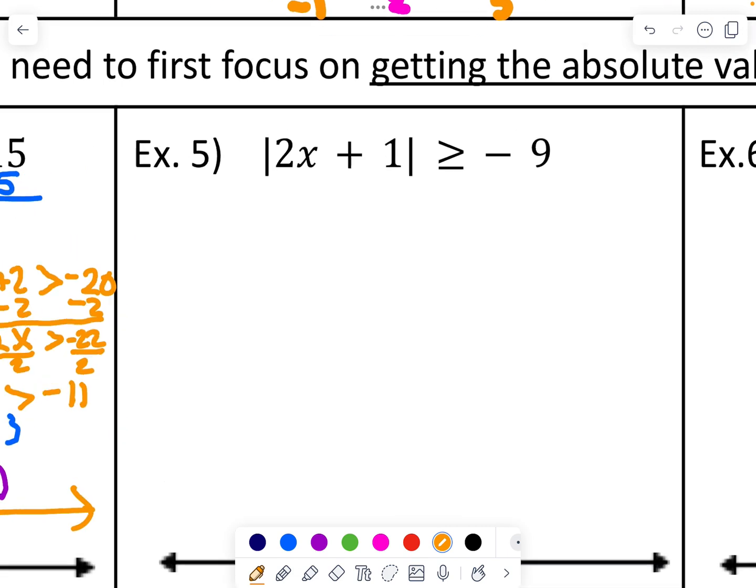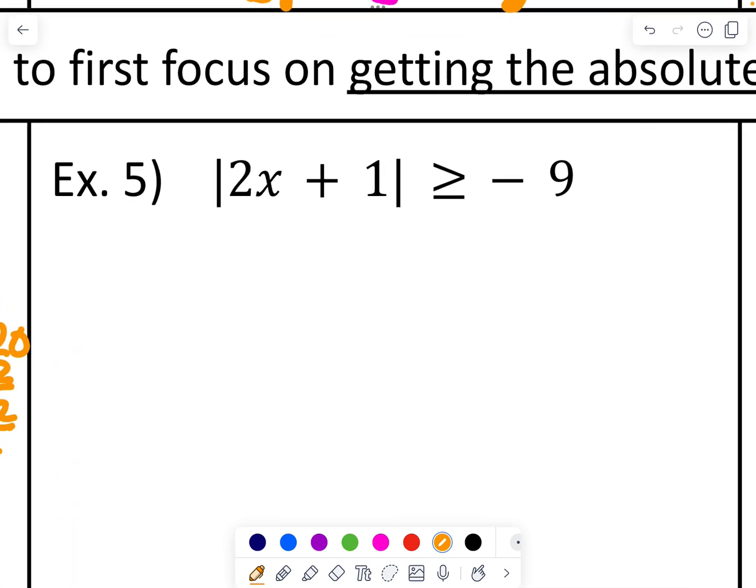This is a little bit different because our absolute value is alone, and then we have this negative number here. When the absolute value is alone and you have a negative number here, you have to stop and think every single time. This guy is always positive, no matter what our x is. So this says that my positive value is greater than or equal to negative 9. Now, is that always going to happen or never going to happen? Well, that's always going to happen.